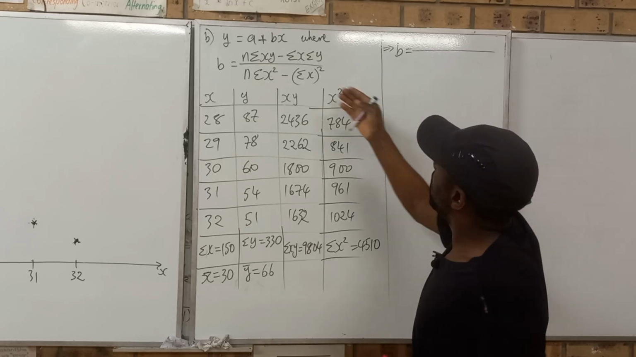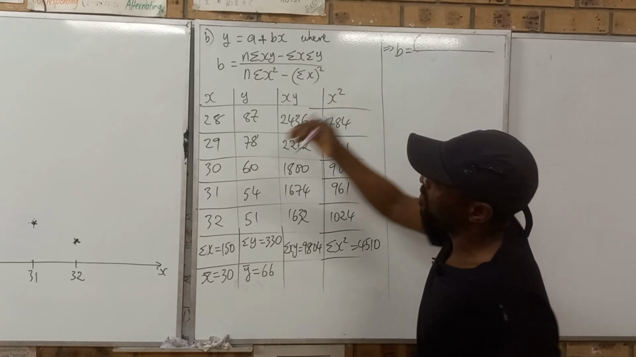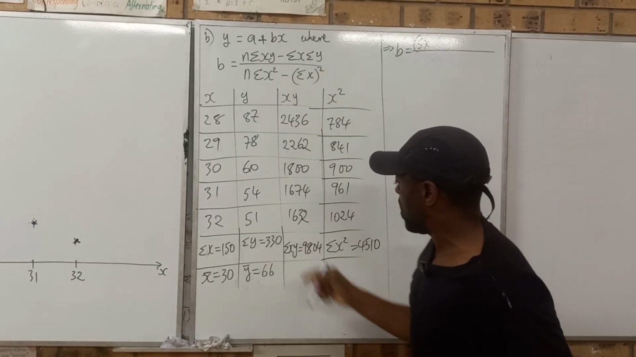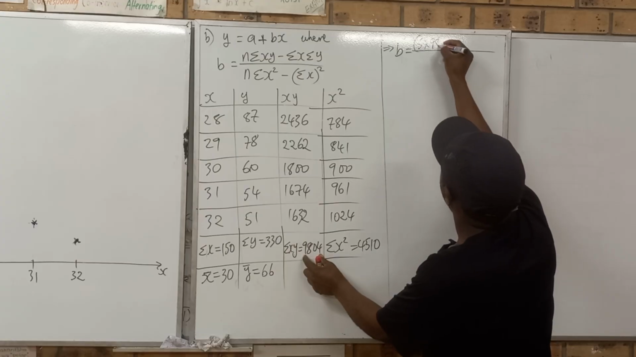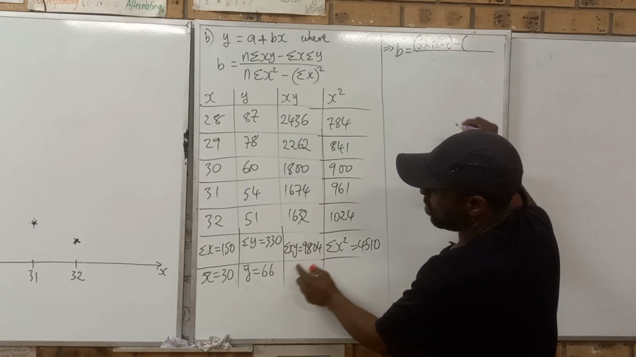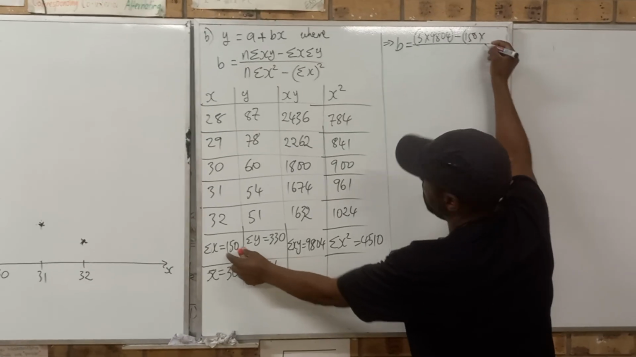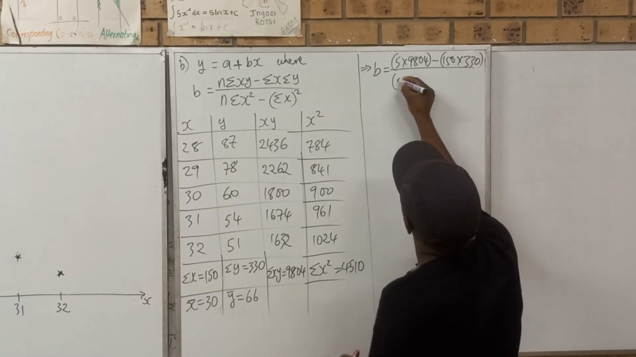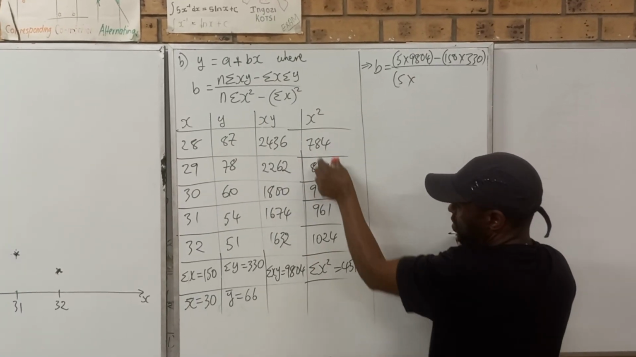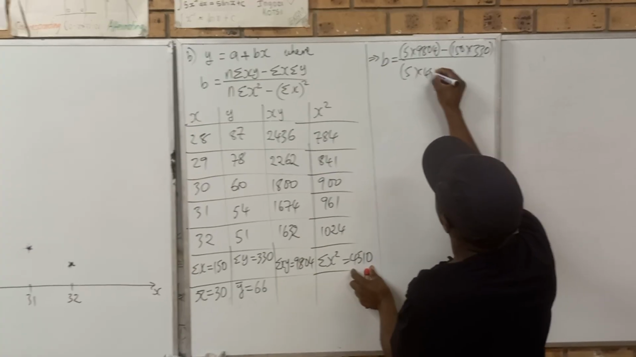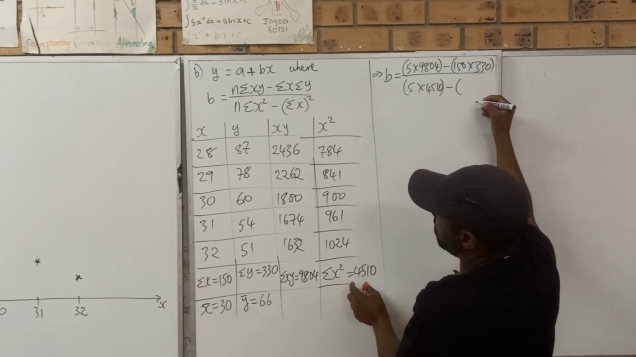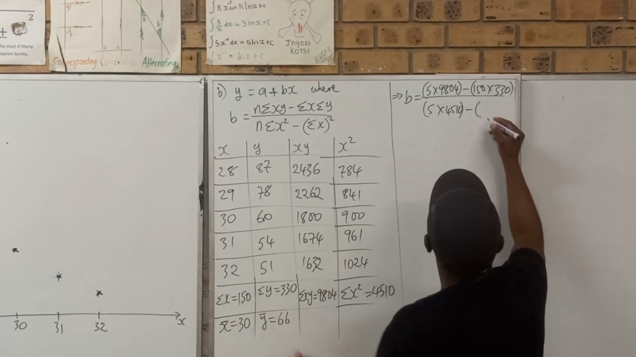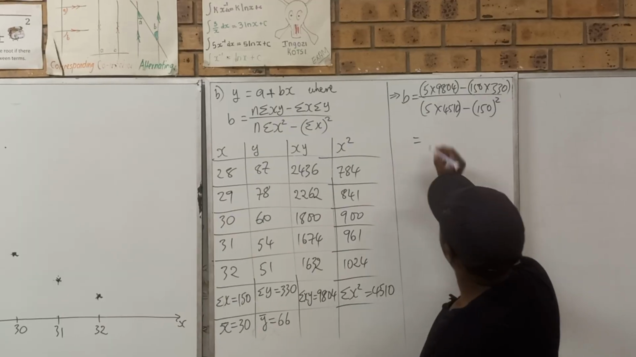So if we now want to calculate b, our n is 5, since your scatter plot has only 5 points, then you multiply by sum of xy, it's down here, 9804, then minus sum of x, which is 150, times sum of y, 330, divided by our n again, which is 5. Then sum of x squared, I go under x squared, the sum is 4510, minus sum of x, all that squared, I go under x, the sum of x is 150, I square that.